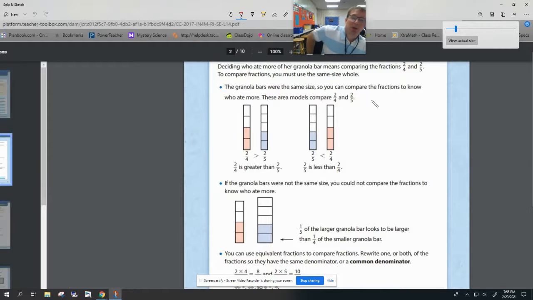Deciding who ate more of the granola bar means comparing the fractions 2/4 and 2/5. To compare fractions, you must use the same size whole. Okay, that's the big thing. It had to be the same size whole.